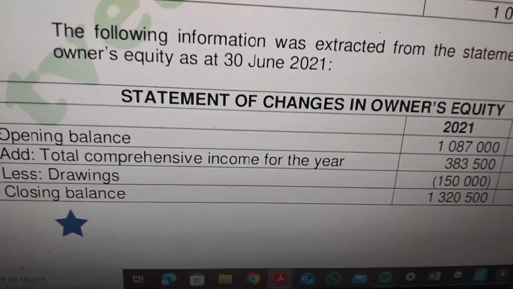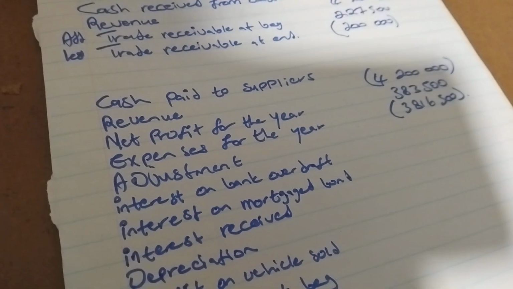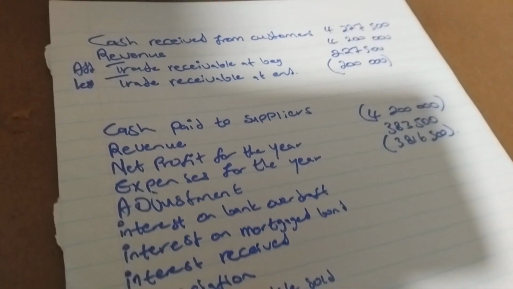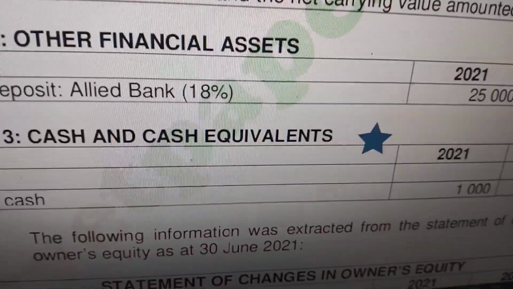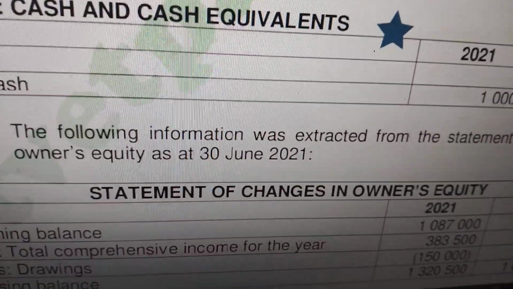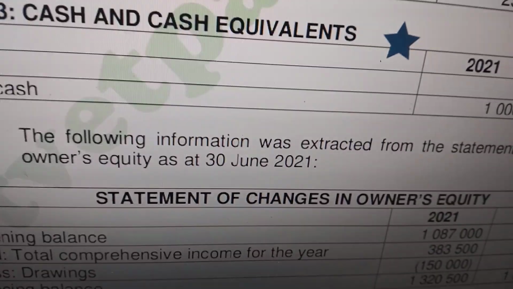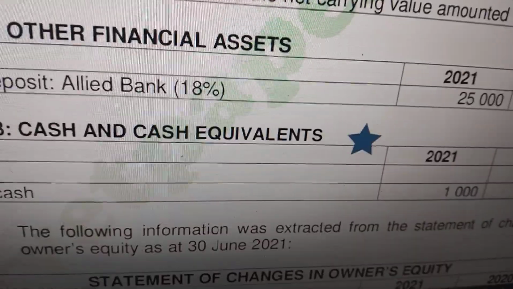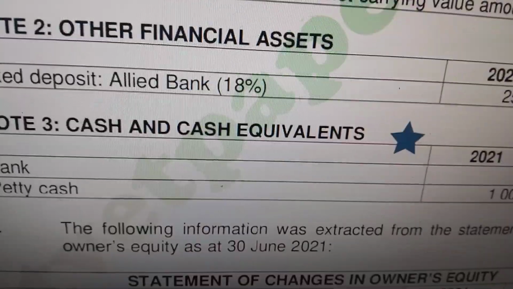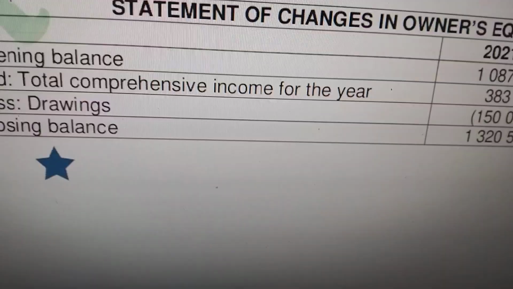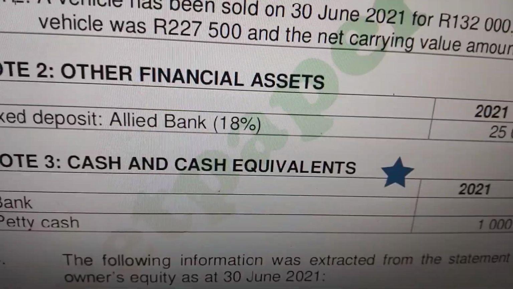So when we go to our adjustments, we're gonna key in interest on bank overdraft and interest on mortgage bond. This is the interest paid. So the interest on bank overdraft and the interest on mortgage bond. Let's go and look for them. Let's see, where are they?